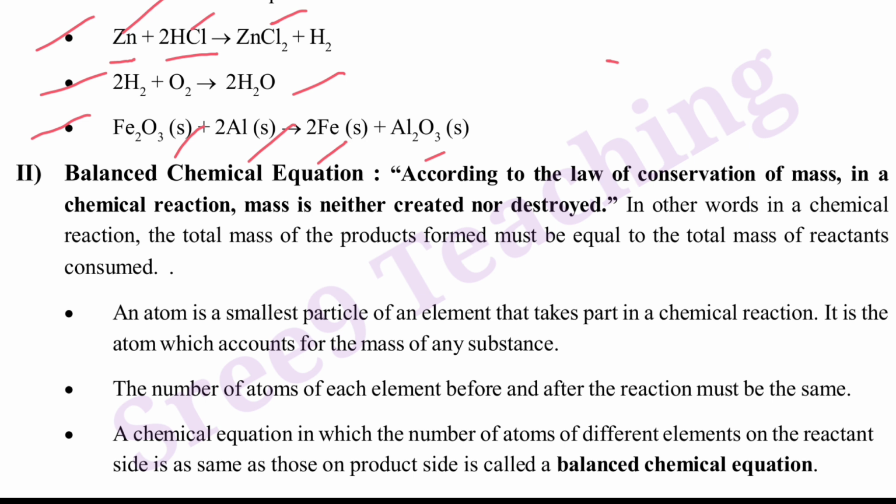So we have seen that left side substances are called reactants and right side substances are called products. Here, whatever products are on the right side of the arrow, their mass is equal to the mass of the reactants written on the left hand side. So this is called a balanced chemical equation. According to the law of conservation of mass, the mass of the reactants should be equal to the mass of the products. Okay, right.